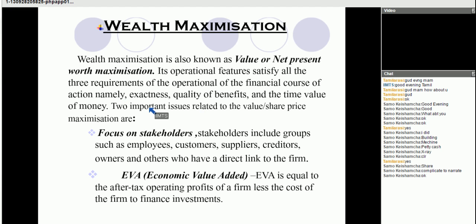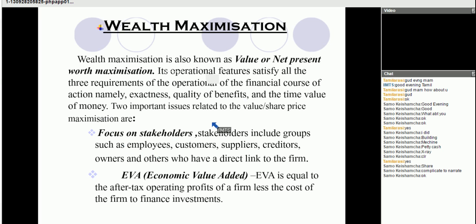Okay, that is diversification. When you diversify your operations, means you start manufacturing a related product. So there should be something like that at the end of a specified time span. So wealth maximization is also known as the value or net present worth maximization. So its operational features satisfy all the three requirements of the financial course of action, namely the exactness, quality of benefits, and the time value of money.